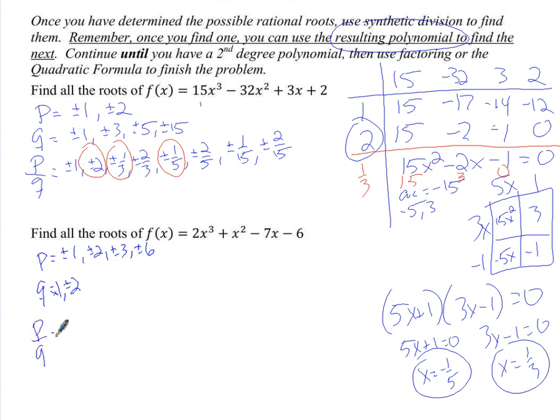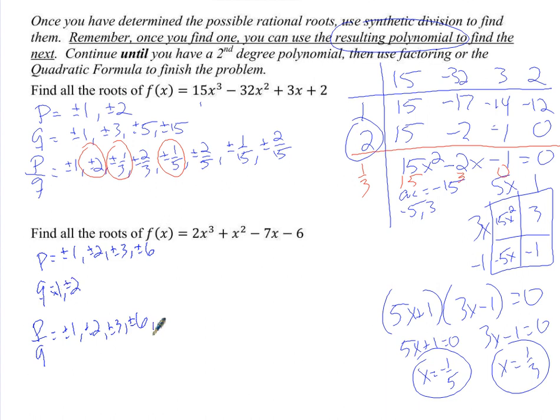P over q is going to be, remember my trick, stick with one denominator and list all the numerators over it. Then switch denominators and list all the numerators over that one. And then keep doing that until you've gone through all the denominators. So for this one, it's plus or minus 1 over plus or minus 1, plus or minus 1, plus or minus 2, plus or minus 3, plus or minus 6. That takes care of the denominator of 1.